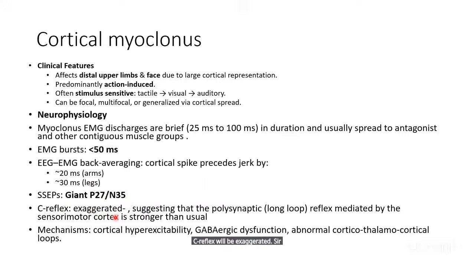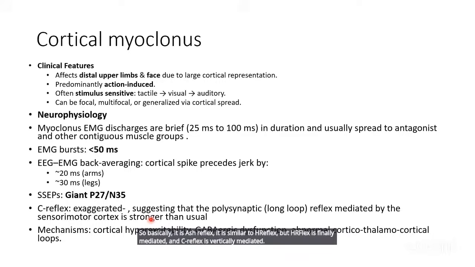Sir, I didn't understand what is the C reflex. It is like the H reflex. You know what is H reflex? Yes, sir. It is an electrophysiological correlate of the ankle reflex. Like the ankle reflex, it is a spinally mediated reflex. But this C reflex is the reflex which has cortical involvement also. The afferent will go to the cortex and then it will come through the efferent nerve and it will be detected. So that is called the C reflex. It is similar to the H reflex, but the H reflex is spinally mediated and the C reflex is cortically mediated.